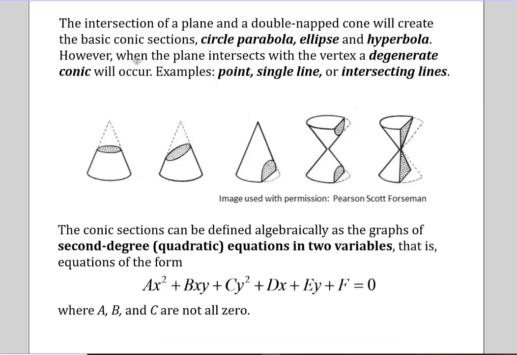Parabolas come from the intersection of a plane and a double-napped cone. This is a double-napped cone. So we get a parabola when we slice through the cone at an angle. This one is going to make a parabola right here.